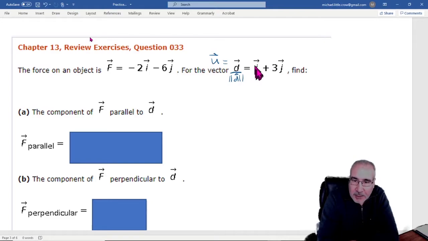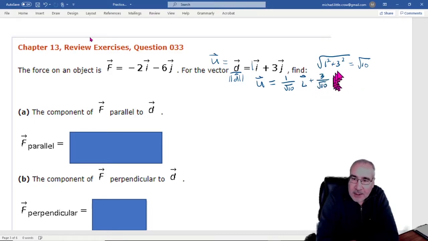Okay, so the magnitude: this is a 1, and there's a 3. It's going to be the square root of 1 squared plus 3 squared. That is 1 plus 9, which is the square root of 10. So our unit vector, we distribute it through. This is going to be 1 over the square root of 10 i plus 3 over the square root of 10 j. We're dividing everything by the magnitude.